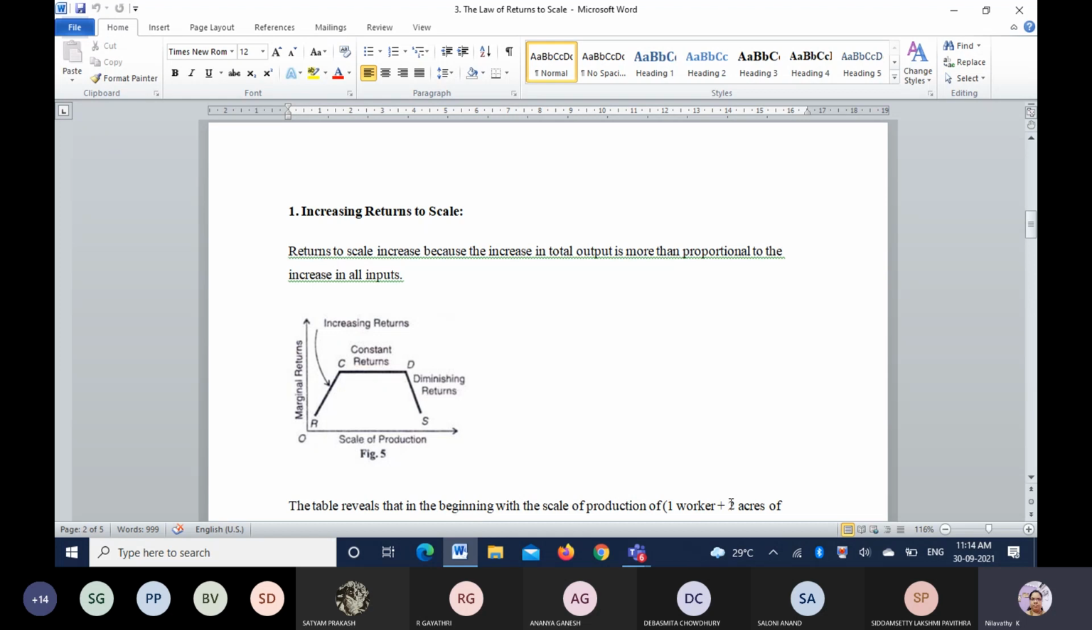Like you want to make some new development activities in it. So that is what happens. So initially there will be increasing returns, after that constant returns, and then diminishing returns. And this is one factor. This can be applied in any of the businesses.